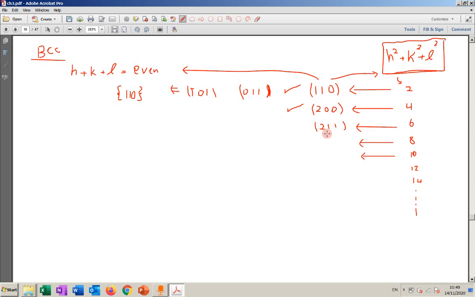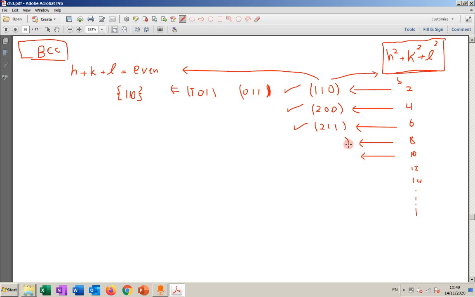Well, will their summation be even? 2 plus 1 is 3, plus 1 is 4. 4 is an even number. So it's possible to have this plane. This is the third plane. So if someone says that we have a BCC crystal structure, we know that the first plane is 1, 1, 0, the second one 2, 0, 0, the third one is 2, 1, 1, and we continue in this manner.